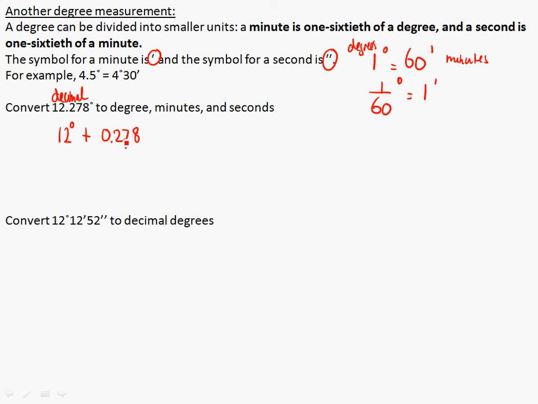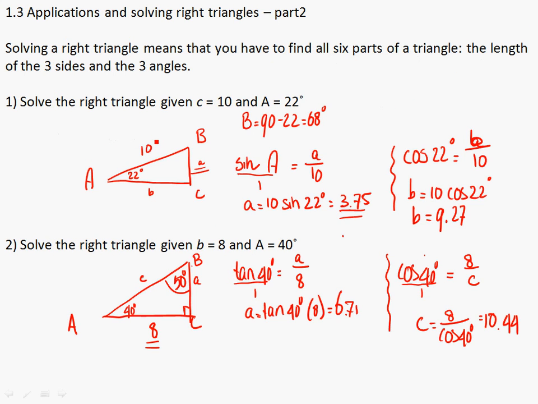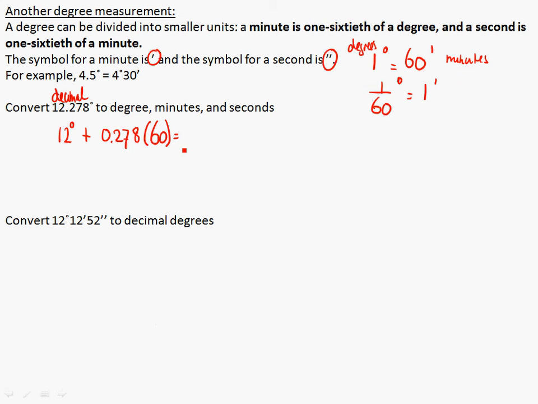So what you need to do here is you have 0.278 of a degree, so you multiply that by how many minutes are in 1 degree? 60 minutes. 60. And then you get a calculator and you see what you end up with. Don't do the plus, do the 0.278 times 60, which is 16.68. So just this part is 16.68. So then I can write this. I have 12 degrees and I have 16.68 minutes. Well, there's a decimal in here still, isn't there?